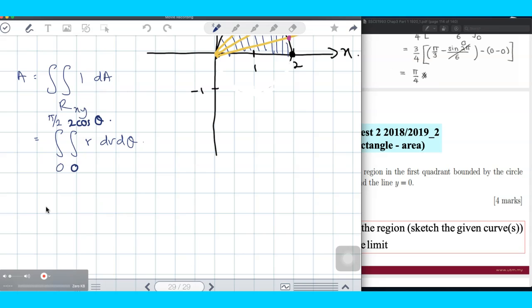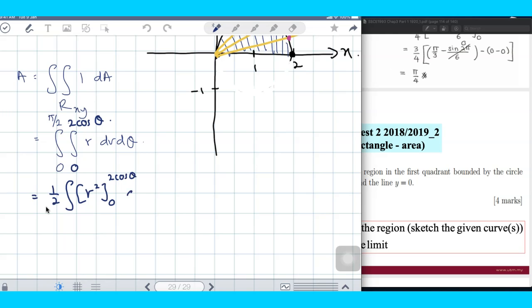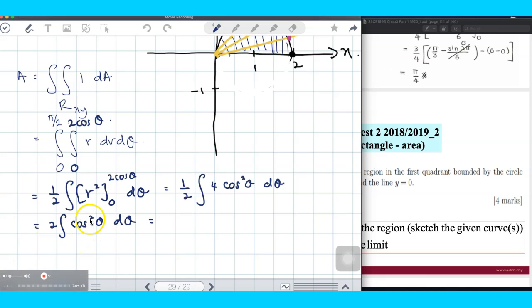When you evaluate that, you have the integral of 1 over 2 r squared from 0 to 2 cos theta, d theta. Then this will give you 1 over 2 times (4 cos squared theta minus 0) d theta. Then we can simplify. You have the integral of 2 cos squared theta d theta, and again you need to reduce the power here by using an identity of trigonometry.